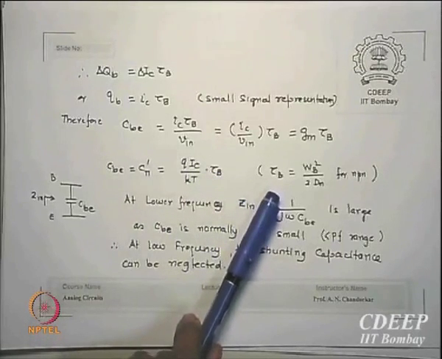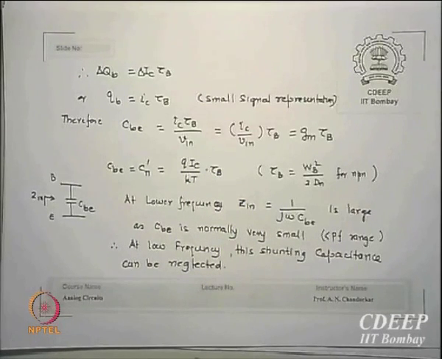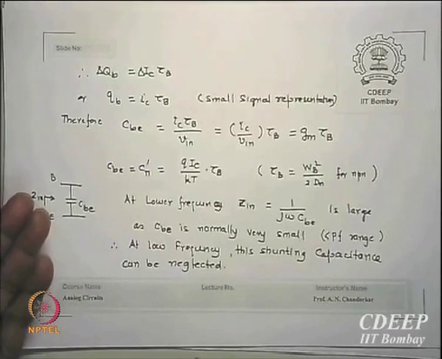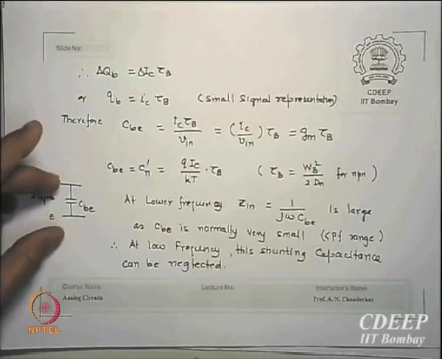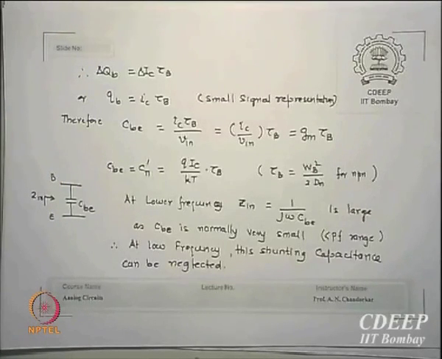And what is tau B now? WB squared by 2DN, where WB is the base width. So the smaller the base width, the smaller is tau B, and the smaller is CBE. CBE is between base and emitter. So what will happen if CBE is smaller? For a lower frequency, what is the impedance it will offer? For lower frequency, omega is smaller, CBE is smaller.